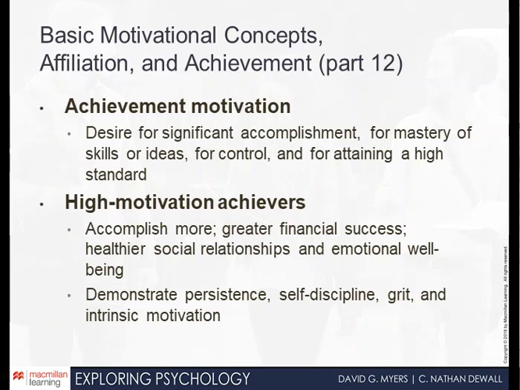So research illustrates that high motivation achievers accomplish more, have greater financial success, have healthier social relationships, and better emotional well-being. They demonstrate persistence, self-discipline, grit, and intrinsic motivation. So basically, when it comes to the way in which we normally judge people as being successful or not, usually the people who have a high need for achievement motivation are going to be individuals who are seen as at least attempting to strive for greater levels of success.